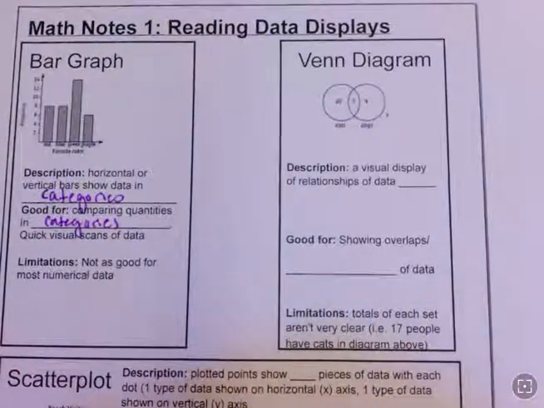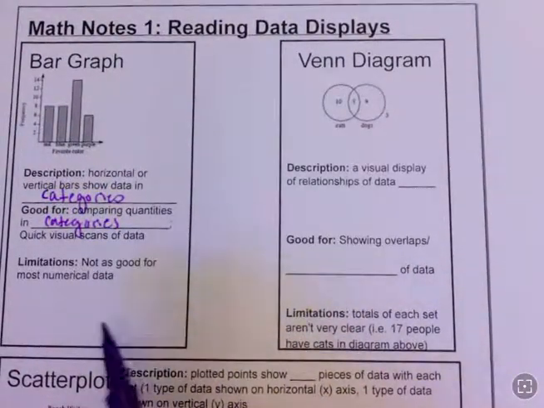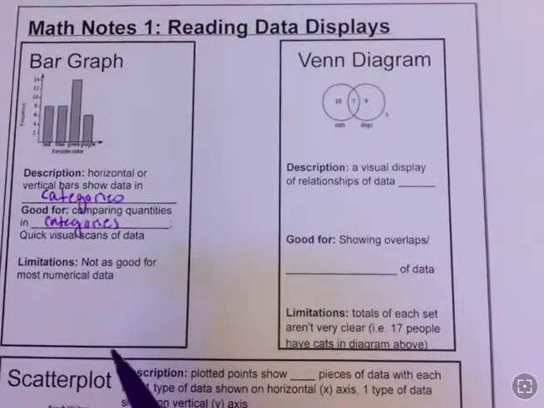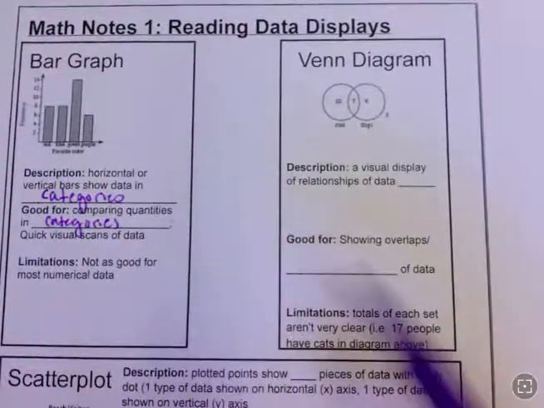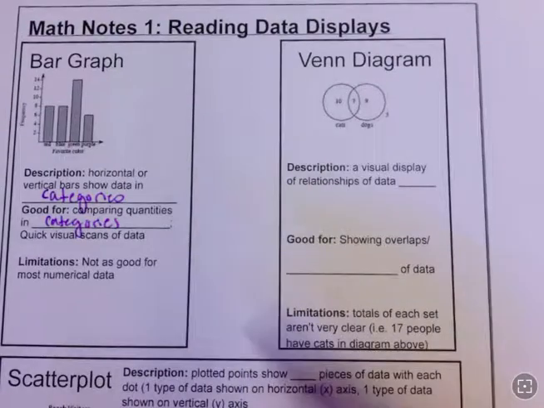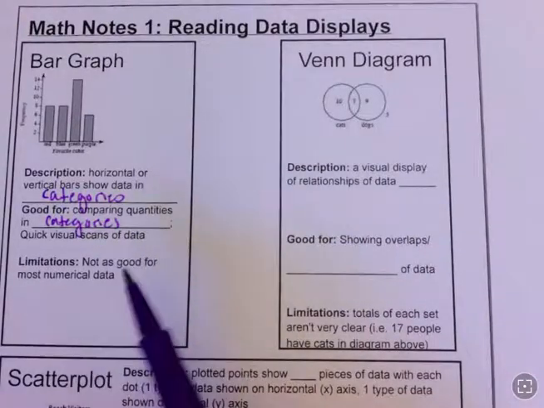The limitation of bar graphs is that they're not as good for most numerical data, because most number data has so many different numbers that you'd have to make a bar for each of those. And so it's not quite as good for number data. So we'll talk about a solution for that in a minute.